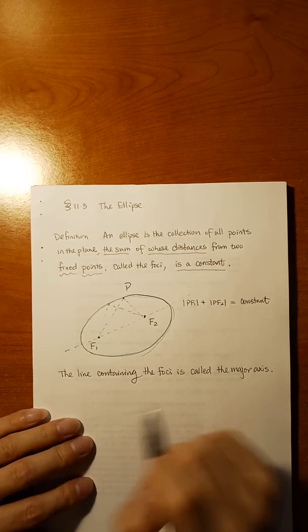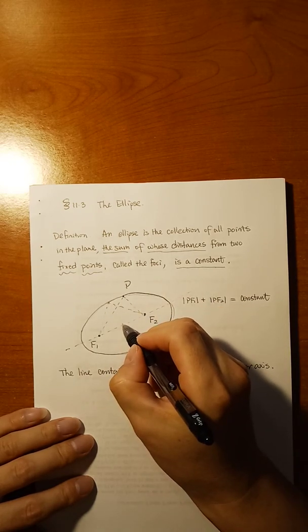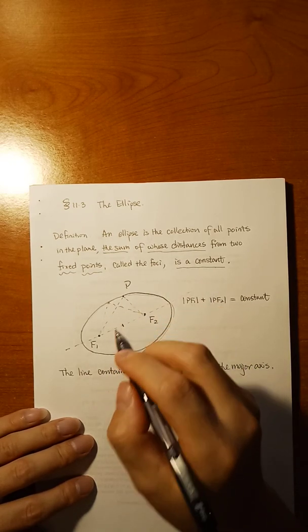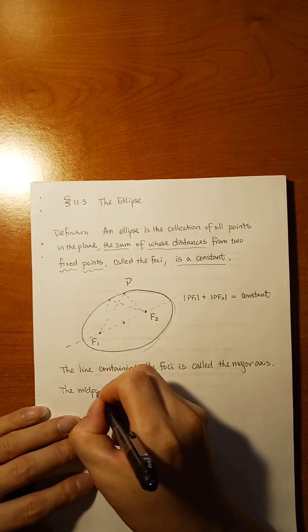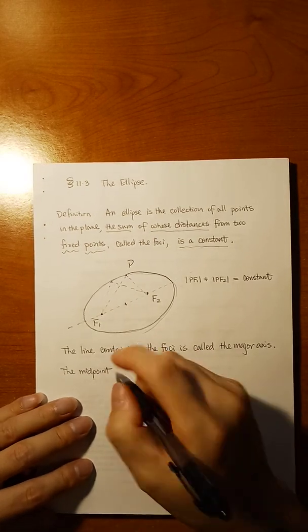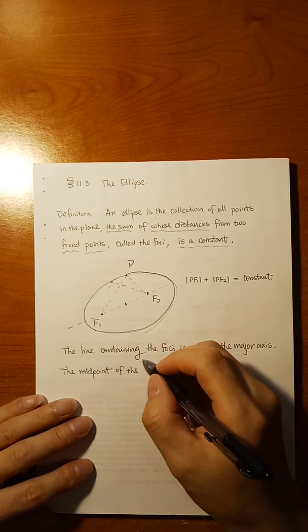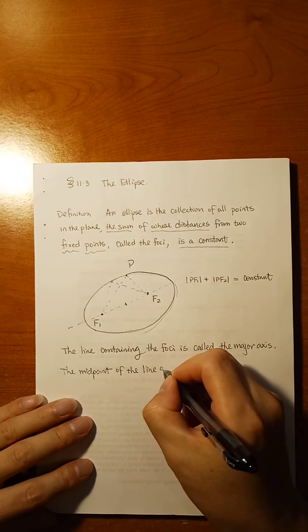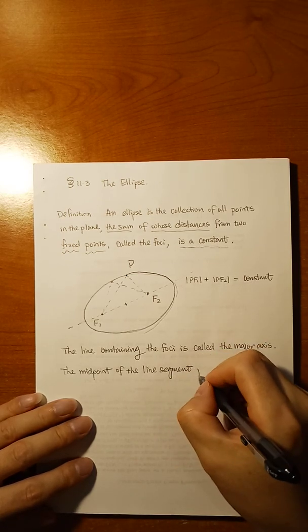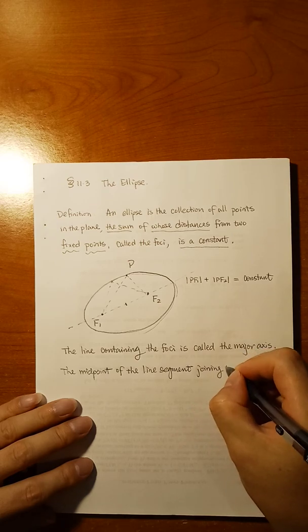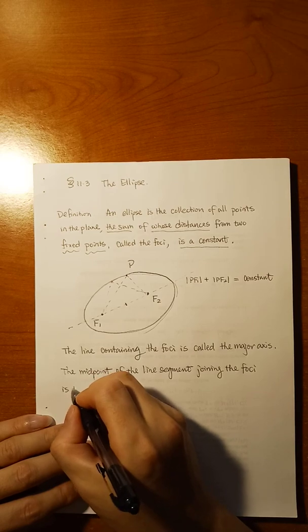Okay, the major axis. And there's a midpoint of the two points. The midpoint of the line segment joining the foci is called the center.